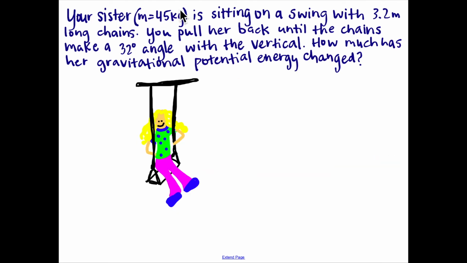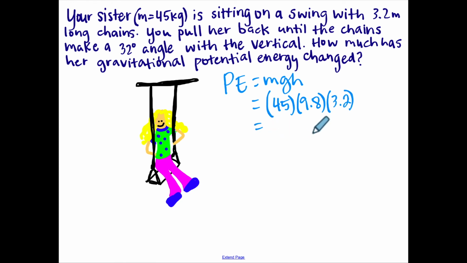Your sister, who has a mass of 45 kilograms, is sitting on a swing with 3.2 meter long chains. We can calculate the potential energy of your sister from that data. The formula for potential energy is PE equals mgh. So we can calculate her mass times g, which is 9.8, times the height, which is the length of these chains. And when we calculate that, we get 1,411 joules. So this right here is 1,411 joules.